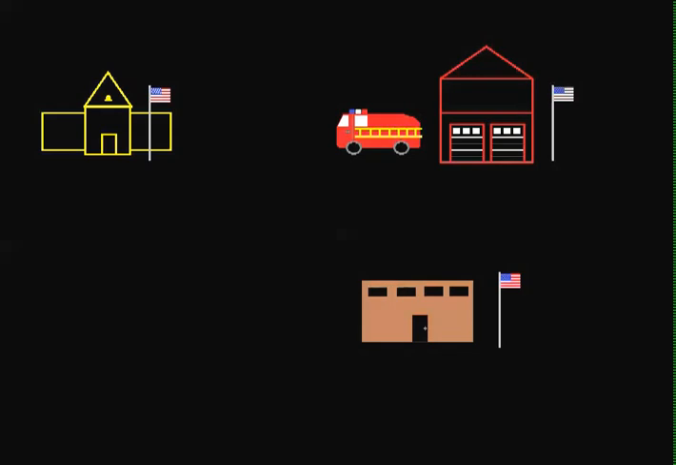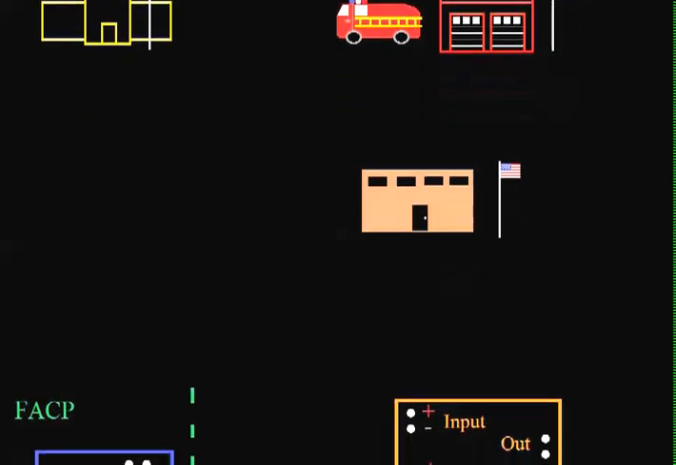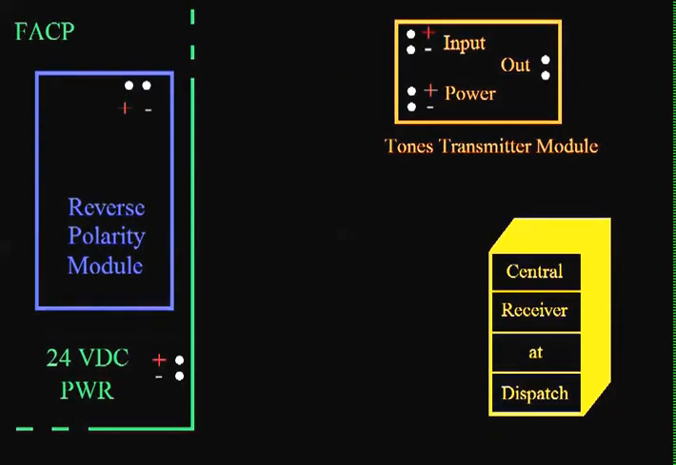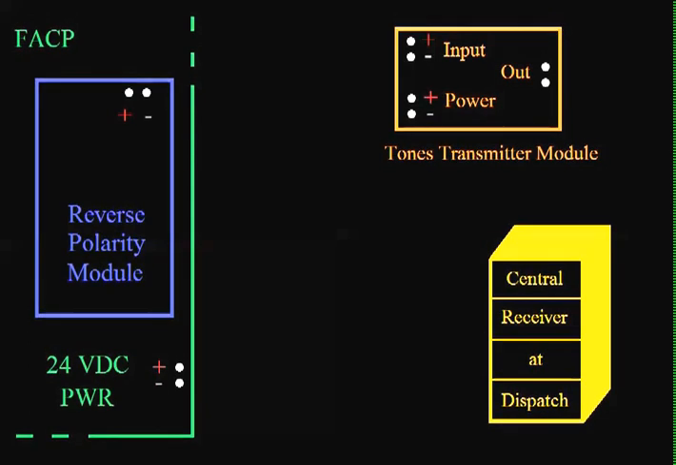So in this video, I'm going to show you another method, and that's what is called a tones transmitter. It's not used as much anymore as it was even 5 years ago when I started doing this, because of a newer technology that's more common, and we'll go over that in the future. But this one is called a tones transmitter, and it uses a principle called reverse polarity.